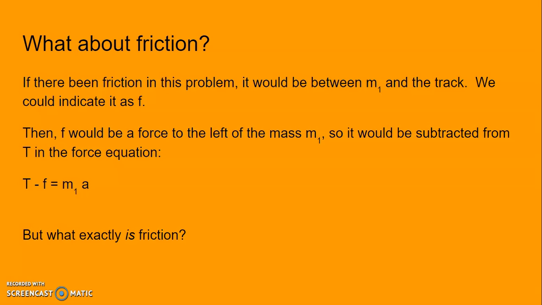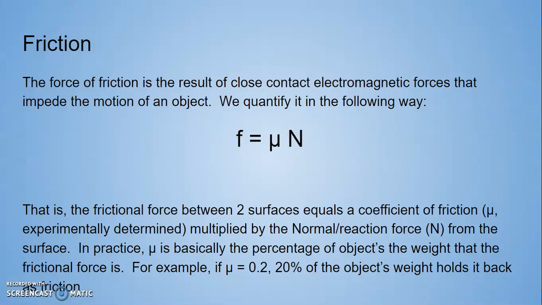But again, what is this friction? Well, friction is actually a result of these close electromagnetic forces that essentially impede or slow the motion of an object. And we can quantify it in a certain way. We can say that friction force in general is equal to something called a friction coefficient, mu, the Greek letter mu, times the normal force.